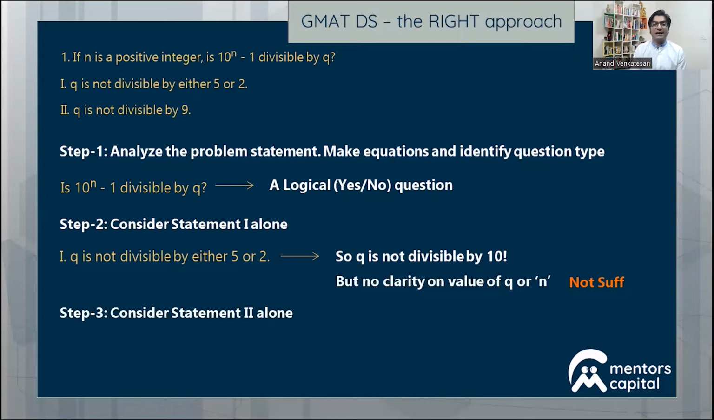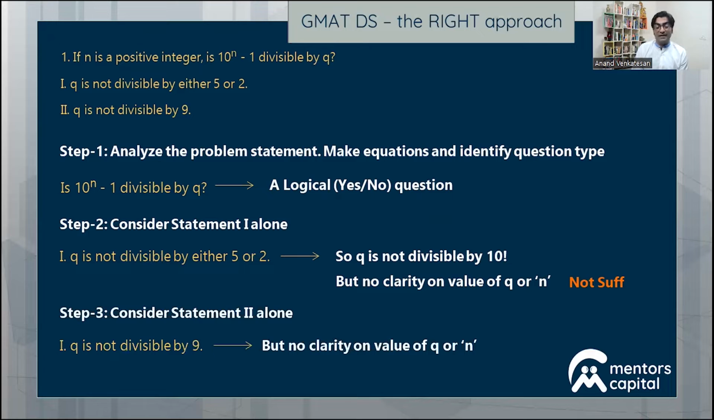Now consider the second statement alone, right? This one says q is not divisible by 9. Well, if it's not divisible by 9, again, I can't really surmise anything. It could be divisible by 5, it could be divisible by 3, it could be divisible by 7, it could be divisible by a host of other prime and composite numbers, right? Since there is still no clarity on the value of q or the value of n, I'll simply mark this statement as not sufficient, right?